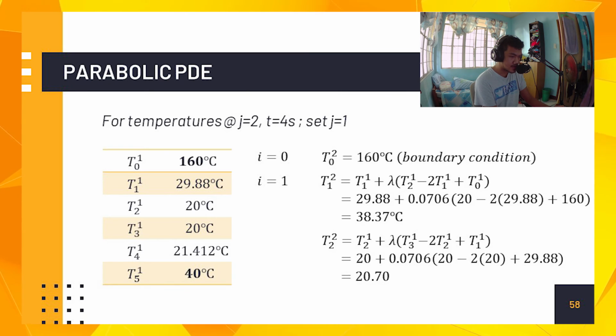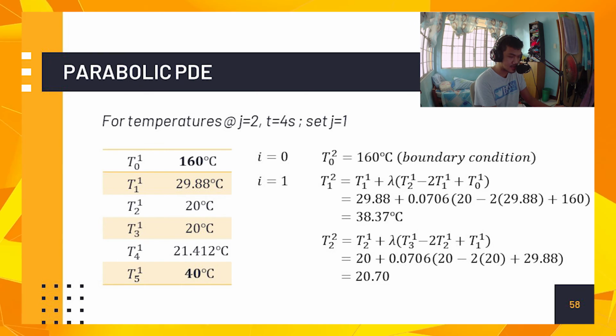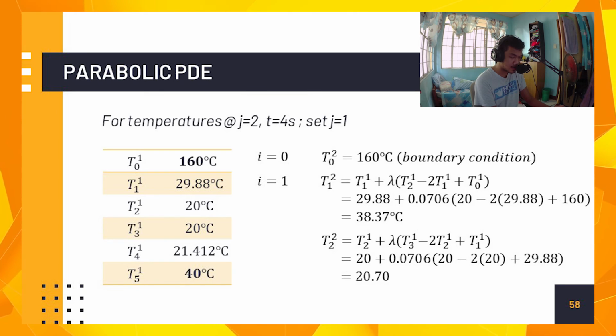For T sub 2 raised to 2, it is equal to T sub 2 raised to 1 plus lambda times the quantity of T sub 3 raised to 1 minus 2 T sub 2 raised to 1 plus T sub 1 raised to 1. Substituting, we have 20 plus 0.0706 times the quantity of 20 minus 2 times 20 plus 29.88, and that will give 20.70.